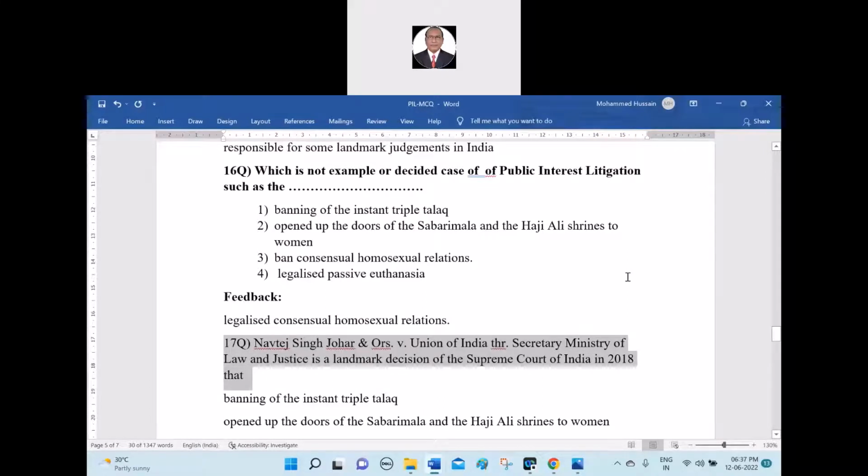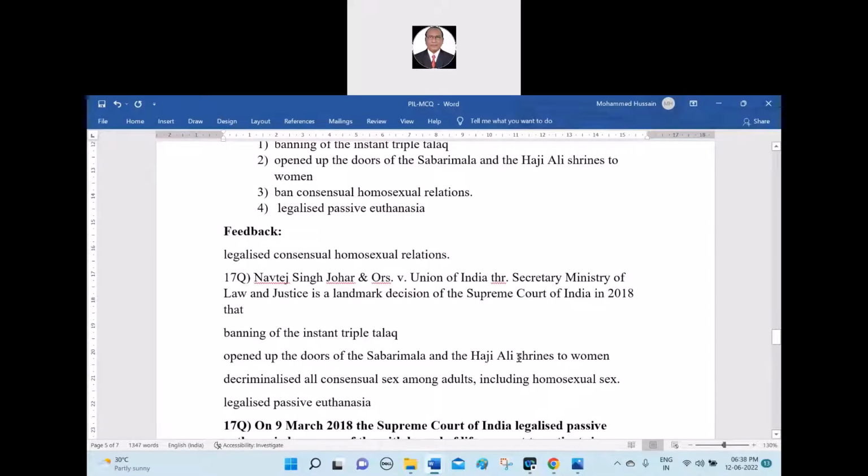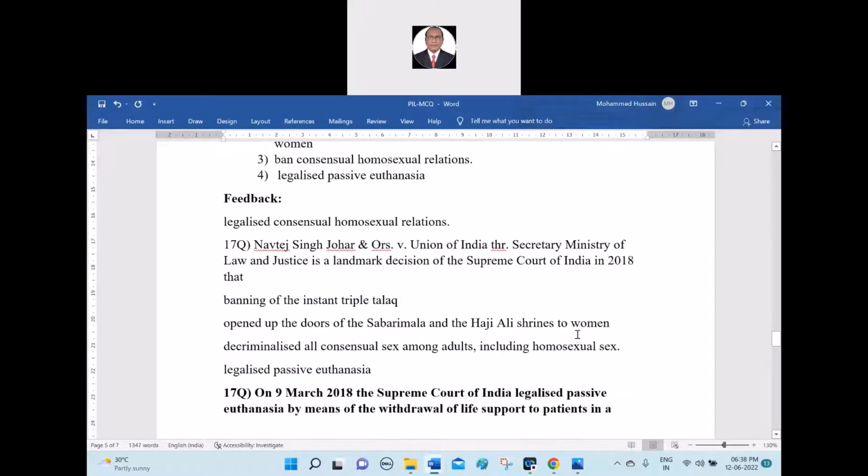Navtej Singh Johar and others versus Union of India, a landmark decision of the Supreme Court of India in 2018. What is that? Banning of the triple talaq, opening up the doors of the Sabarimala and Haji Ali shrines, decriminalizing all consensual sex among adults, and legalizing passive euthanasia. That is the case law, Navtej Singh Johar and others versus Union of India, where homosexuality is allowed. Is it clear?